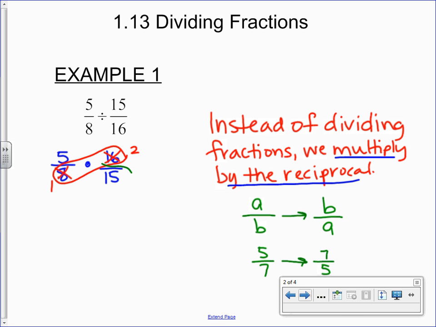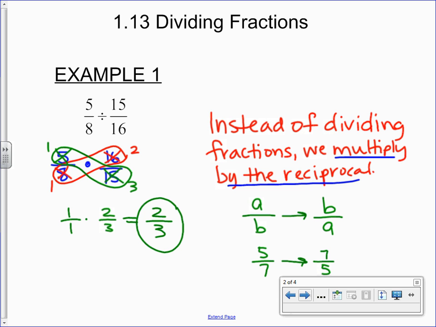In the other diagonal, I have a 5 and a 15. Both 5 and 15 can be divided by 5. 5 divided by 5 is 1. 15 divided by 5 is 3. So now my multiplication problem becomes 1 over 1 times 2 over 3. When I multiply straight across, 1 times 2 is 2, 1 times 3 is 3. 2/3 is my final answer.